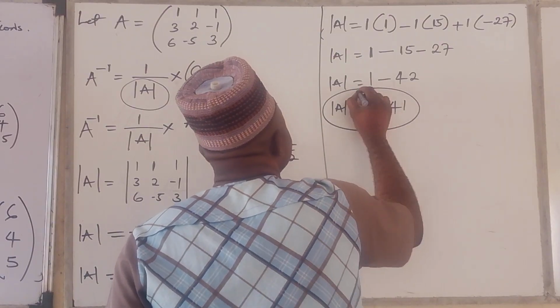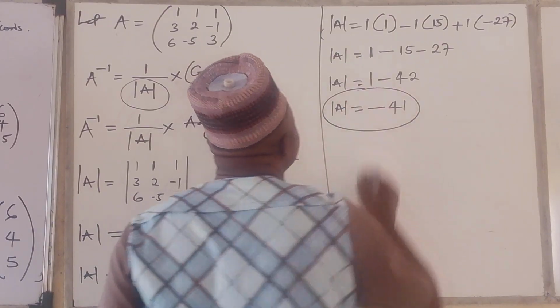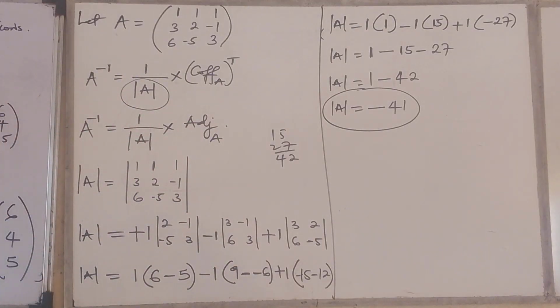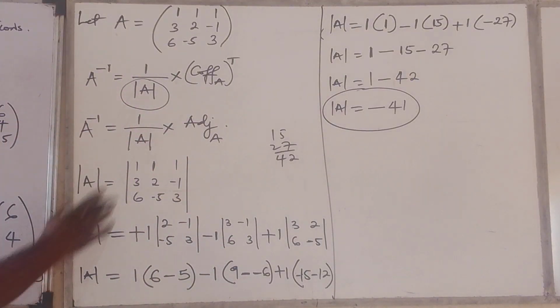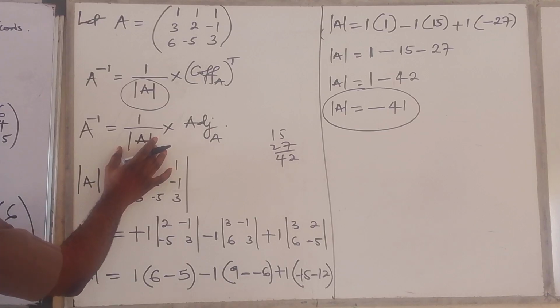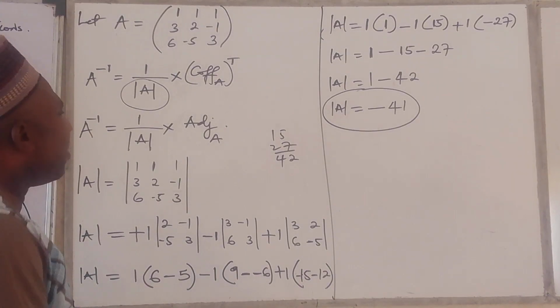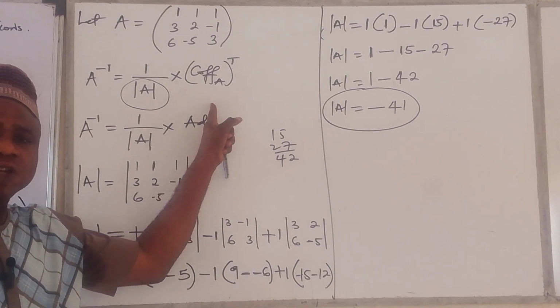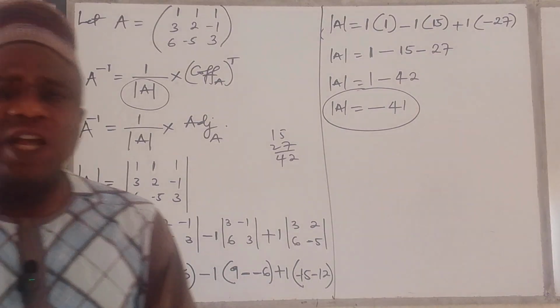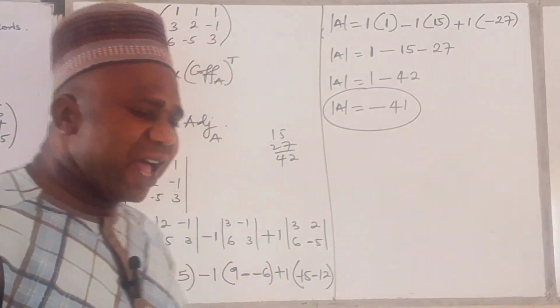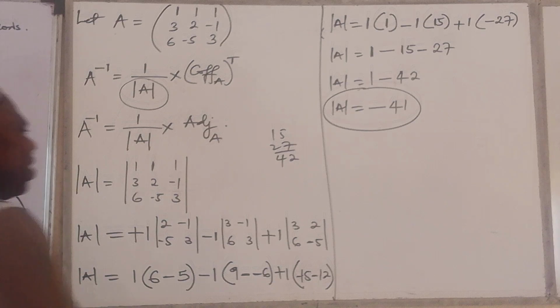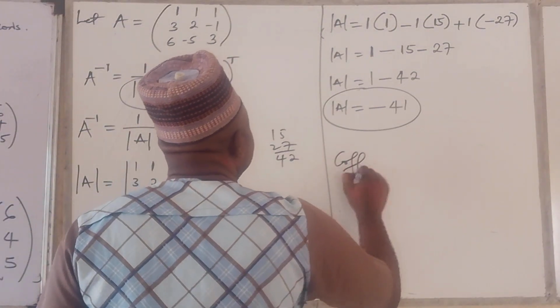Now let's take note of this. The determinant of A is minus 41. So it means this determinant is out. So the next step is to get the cofactor. Now remember we said it is when you transpose the cofactor of a matrix that it actually gives you the adjoint of that matrix. Okay, so now let's look at the cofactor of A.